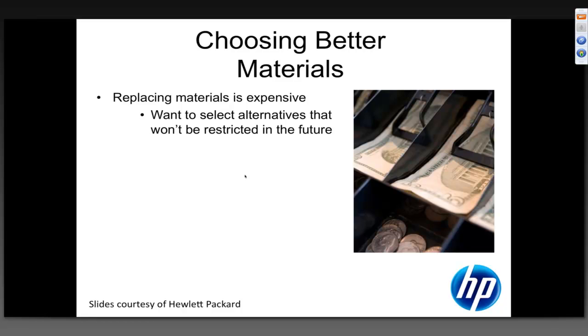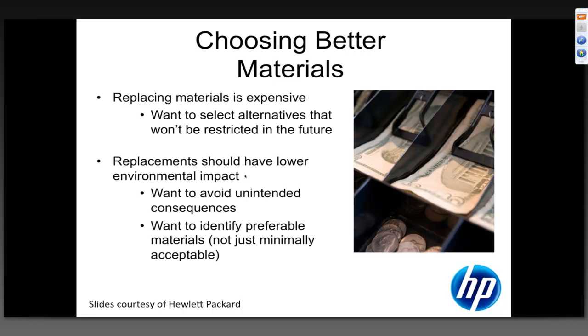Replacing materials is expensive. They've told us that it can cost $5 to $50 million to pull a chemical out of their entire supply chain. So they want to select something that won't be restricted in the future. And so they look for replacements that have a lower environmental impact. They want to avoid unintended consequences and choose things that are really preferable, not just minimally acceptable, not just legal. They want things that are really better.